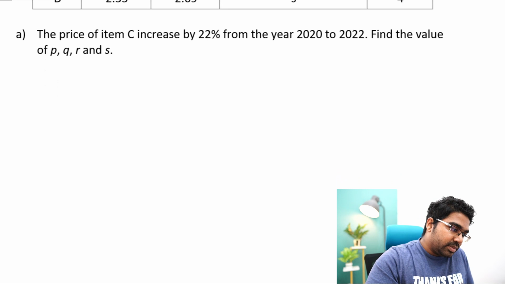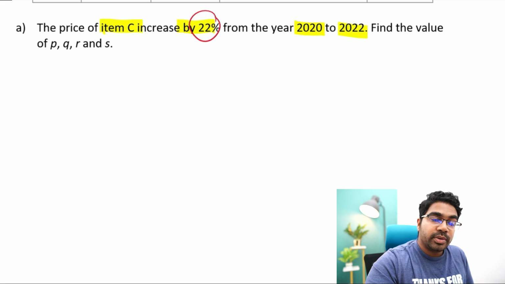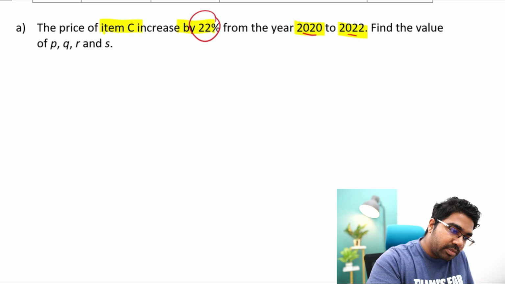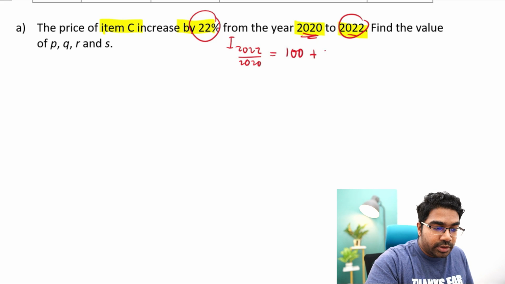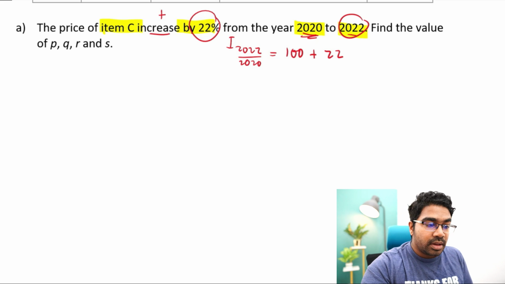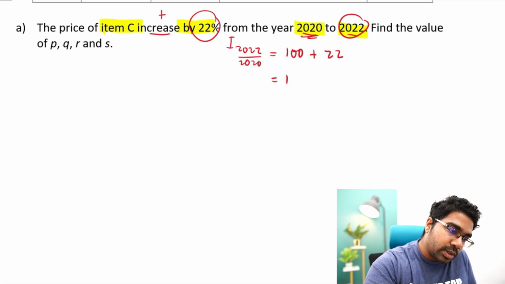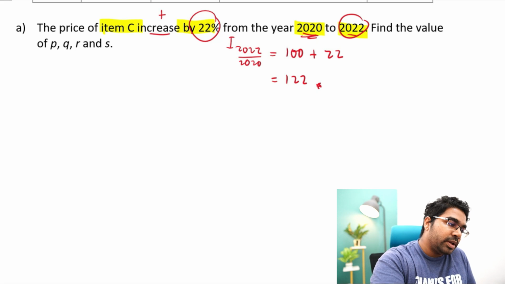The price of item C increased by 22% from 2020 to 2022. What does this mean? If it increased by 22% from this year to this year, that means the index for the year 2022, based on 2020, is 100 plus 22, because it increased. Increase means with plus. If it decreased, then with minus. So if it increased by 22%, the index we do 100 plus 22, which is 122. Find the value of P, Q, R, and S.